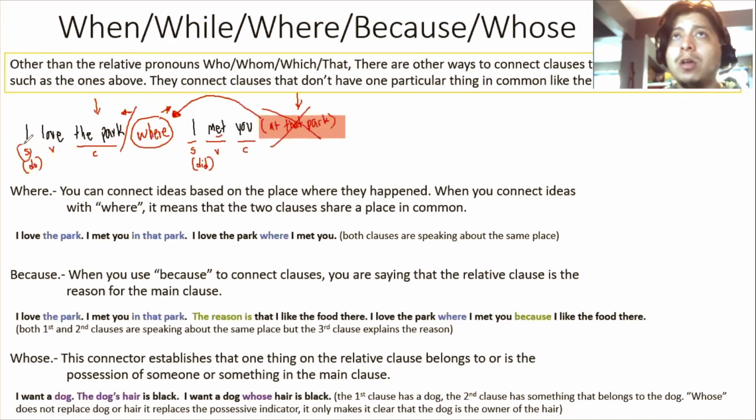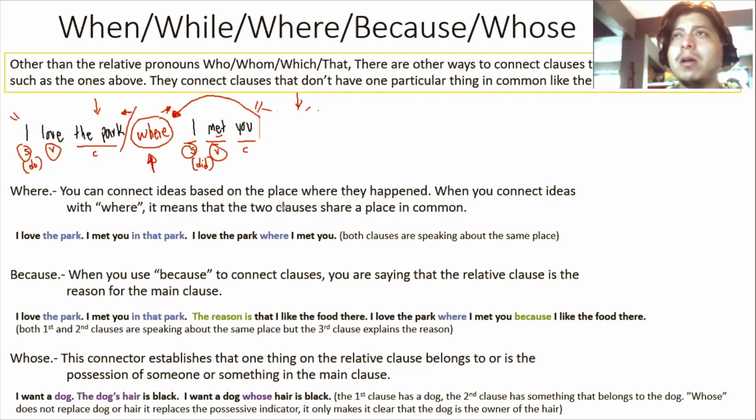Now you have two subjects and two verbs, but you only have one sentence. You don't really need this anymore because this is implied here. Where means at that park. So you don't really need that. You don't need this anymore.